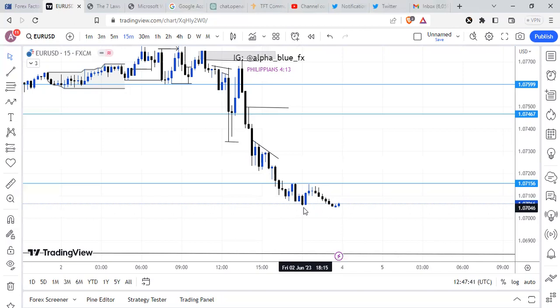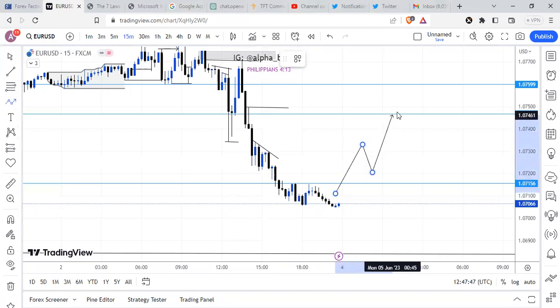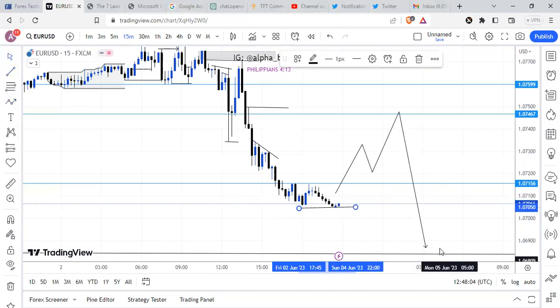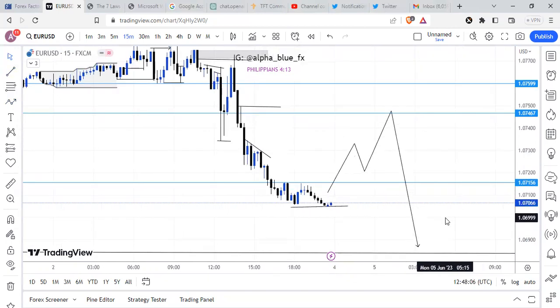You could still have an entry during the New York session, because some of the time what the market will do is come back up, take some liquidity, then continue the bearish move in the New York session, breaking further lows, breaking more of these lows. So it will come and clear these lows and give you further breaks to the downside.